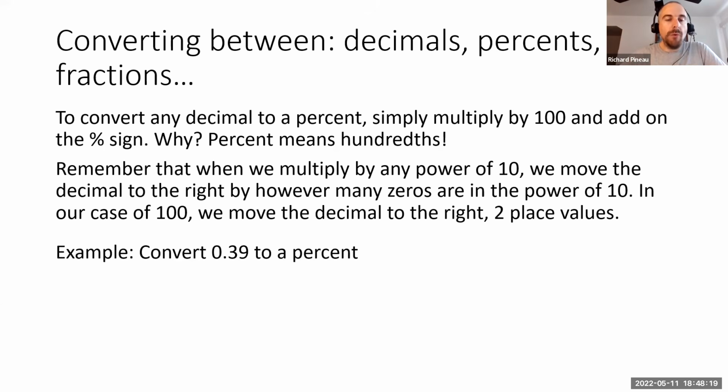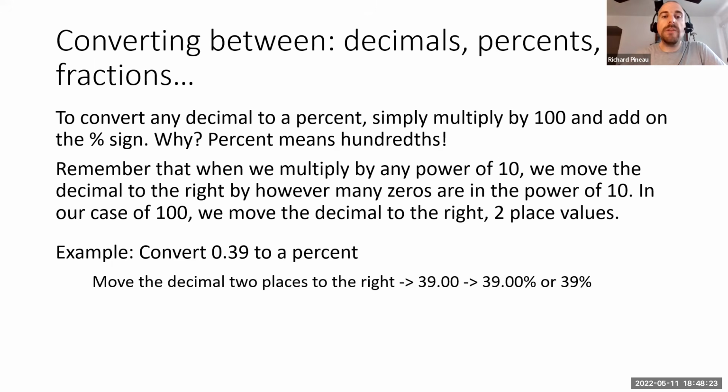So let's convert 0.39 to a percent. So what would this look like? Well, we move the decimal 2 places to the right. We get 39, we throw the percent sign on there, and we're done. 39%. Some people will write it as 39.00%, that's fine, or 39%, either is fine.